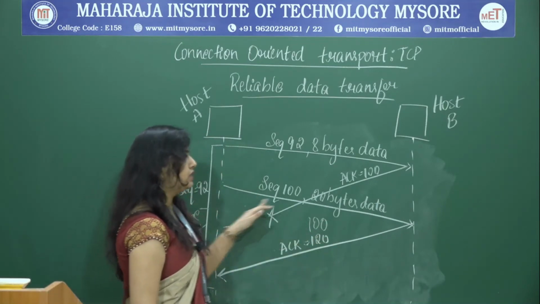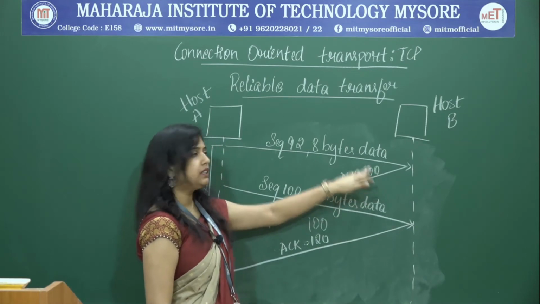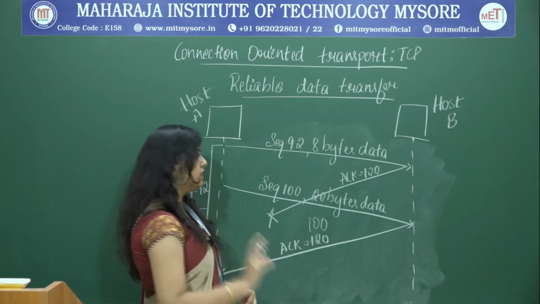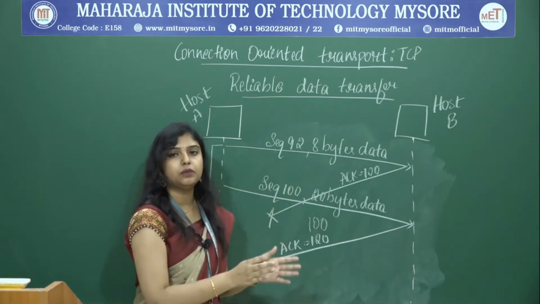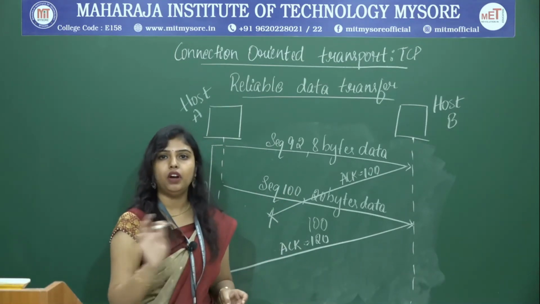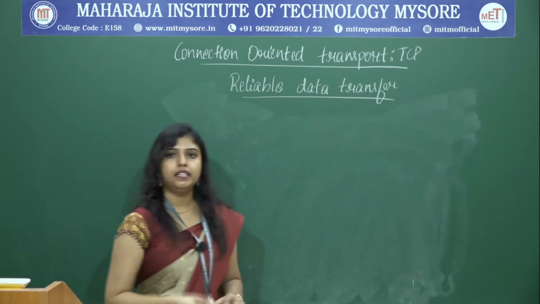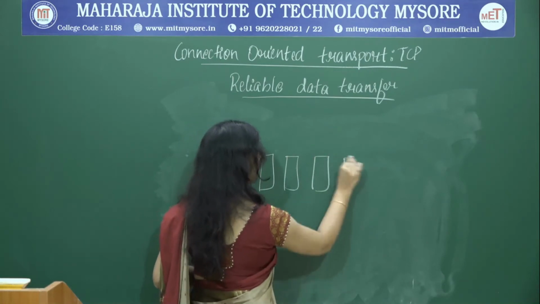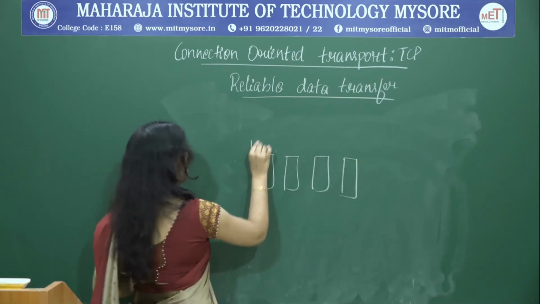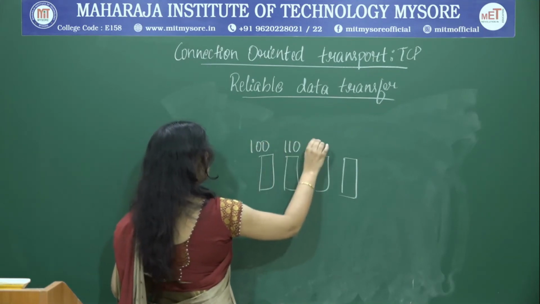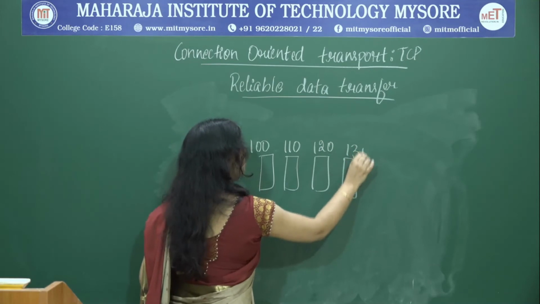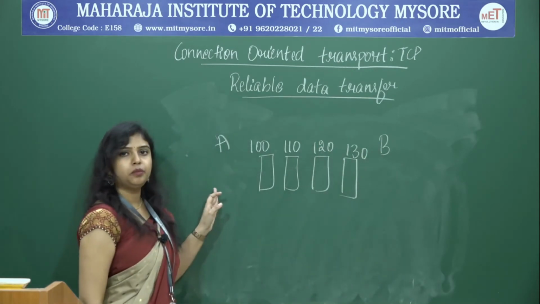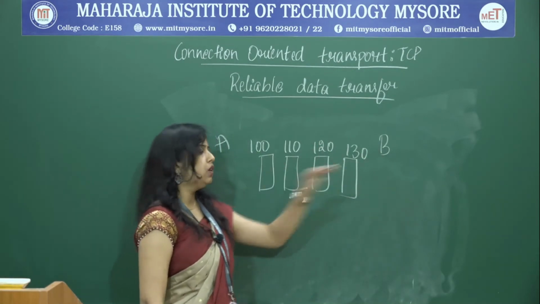That would mean it has not received the packet. Or else, if this was received and the previous packet was not received, it would have sent the acknowledgement of the recently received packet only, not the one which was lost. Let us look at it this way. I have considered a few packets: the packets with sequence numbers 100, 110, 120, 130, which are being communicated between host A and host B.